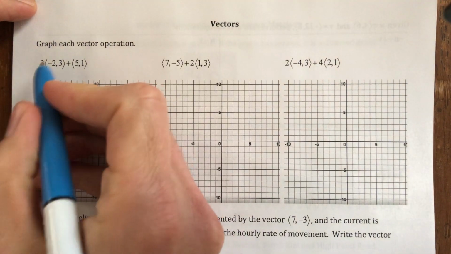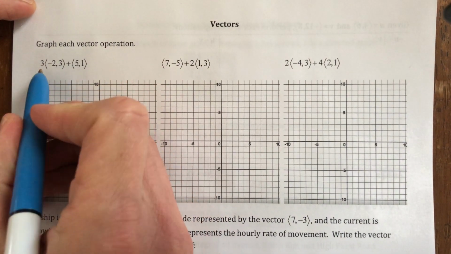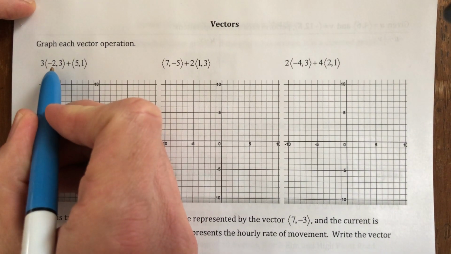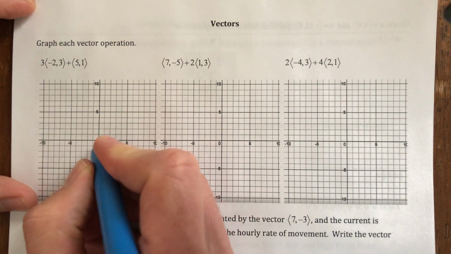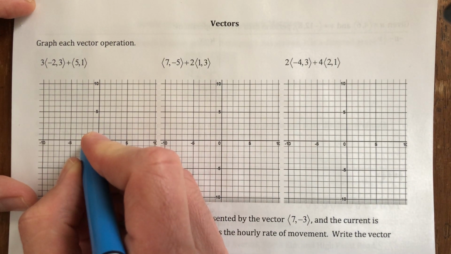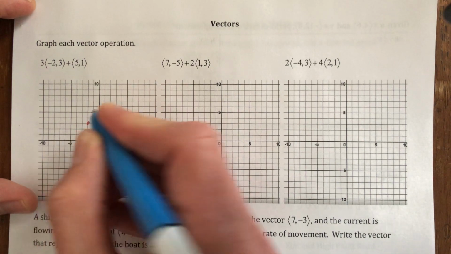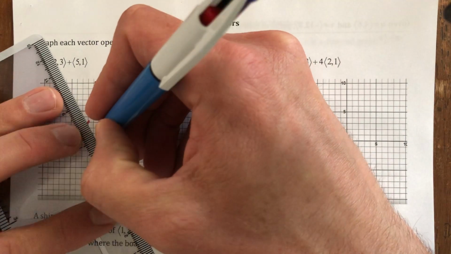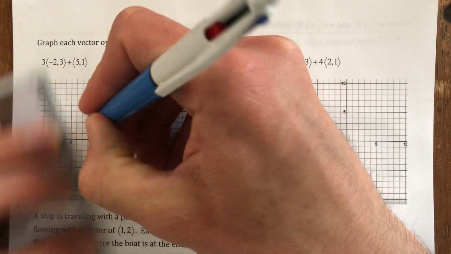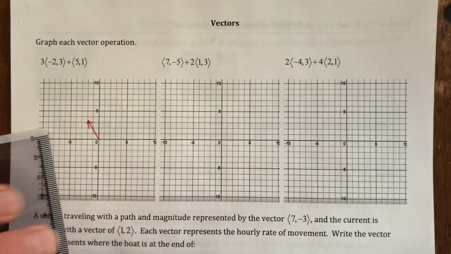But here it goes. 3 times. So I'm going to ignore the 3 for now. I'm just going to do one of them. So we're going to do -2, 3. We're going to graph that. So -2 and then 3. So here's our first vector. There it is, right there. Here's our first vector. Well, we have 3 of them.